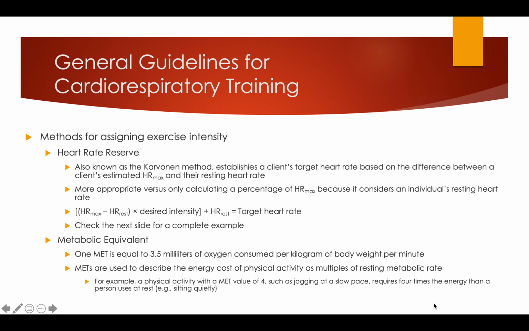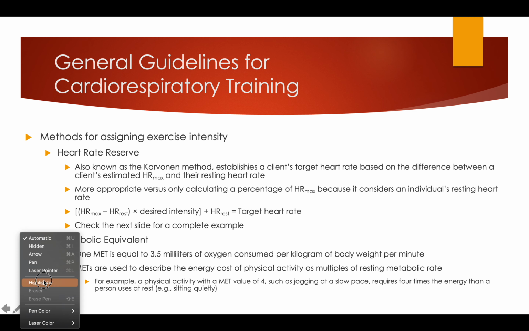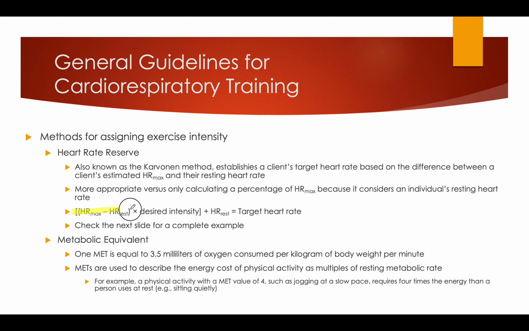Now, the one that I think is more acceptable in this condition is what we call the Karvonen method, which is, if you look down here in this region, let me see if I can highlight it for you. So in this region right here, okay, that's what we're looking for. Heart rate max minus your heart rate resting, times your desired intensity, and then add the resting heart rate back in.